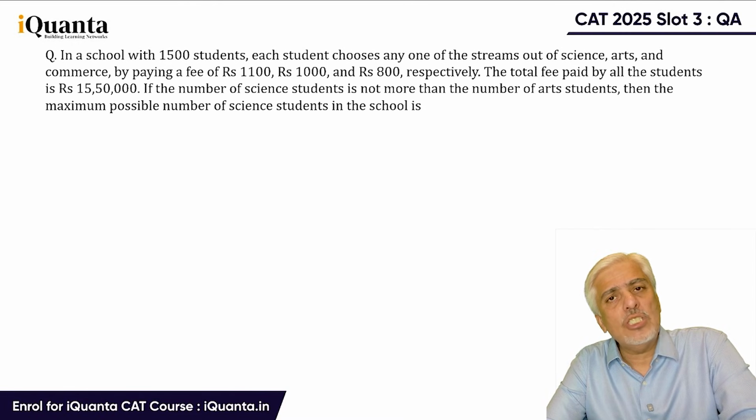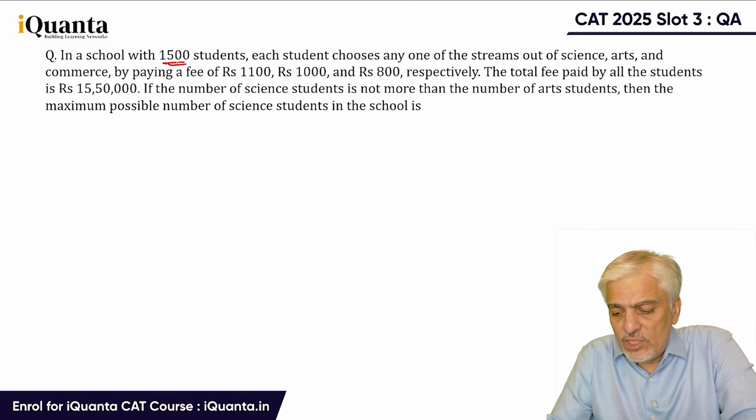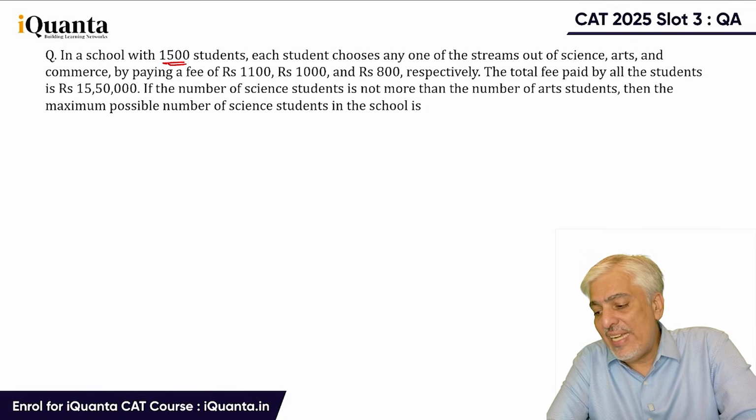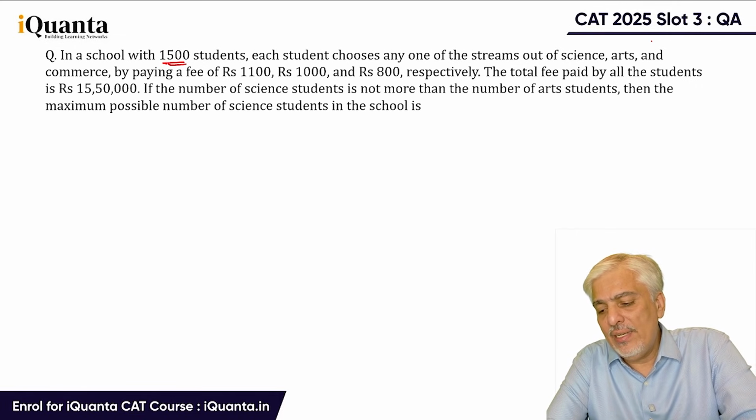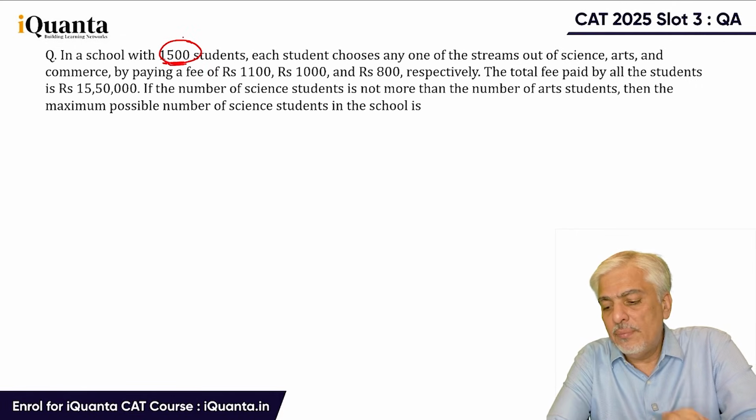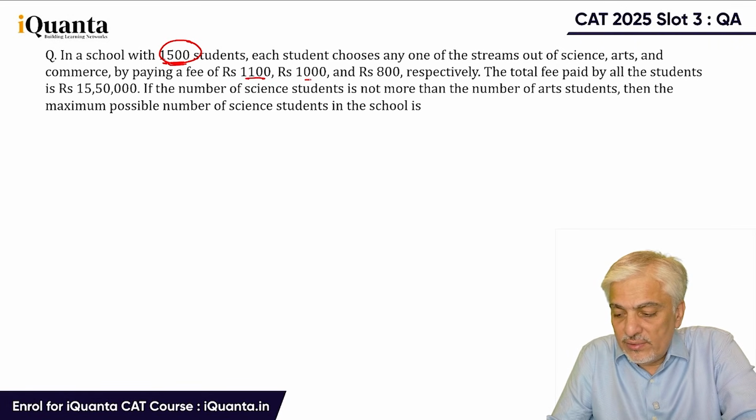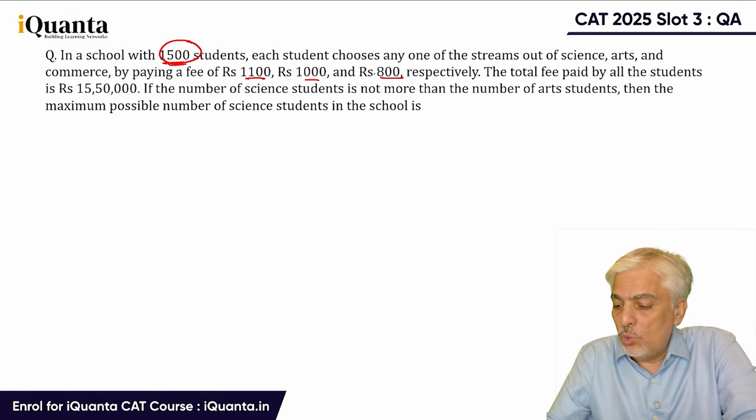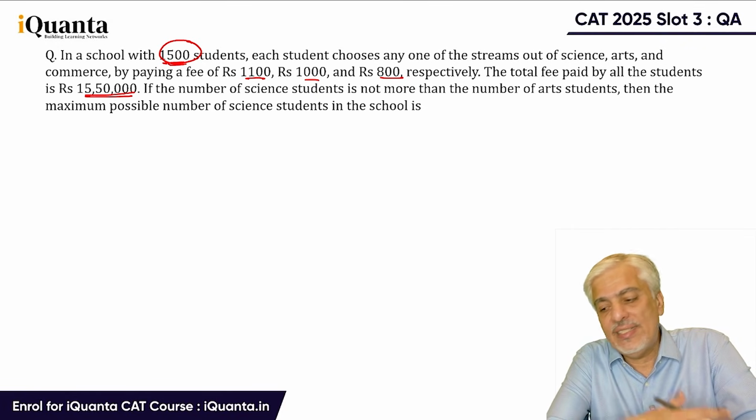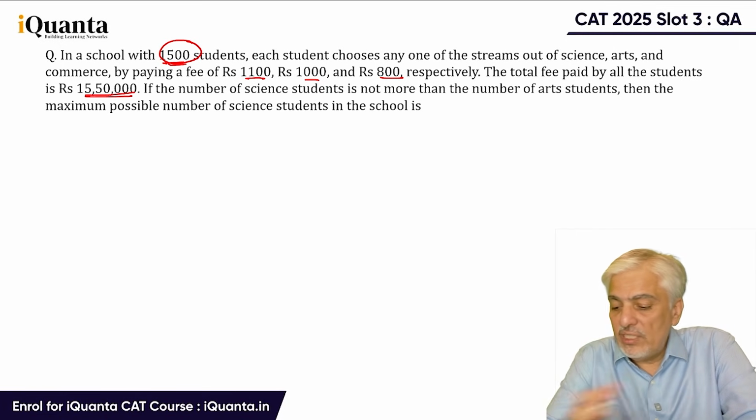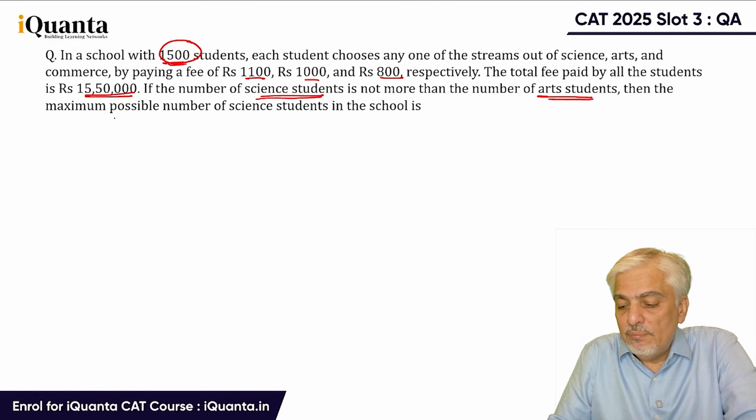The next question talks about a school with 1500 students, each student chose any one out of the streams: science, arts and commerce. So a student is choosing one out of these three, science, arts and commerce, by paying a fee of rupees 1100, 1000 and 800. The total fees collected is 15,50,000. So that will give me a second equation, 1100x or whatever I take plus 1000y plus 800z is equal to 15,50,000. If the number of science students is not more than the number of art students, maximize the possible number of science students.